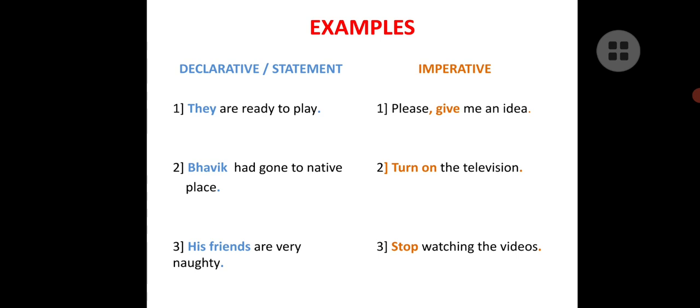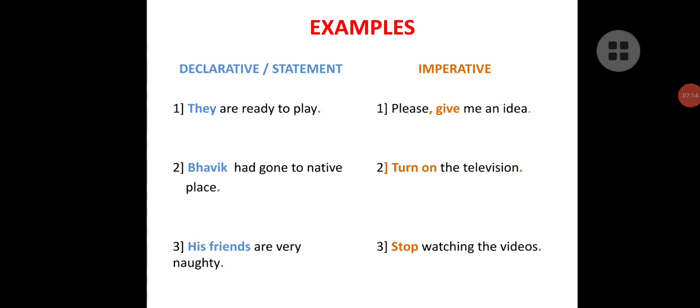Now let's see the examples of imperative sentence. Please give me an idea. Please, it is a request. Give, it is, my dear, the verb here and the sentence ends with full stop. Turn on the television. Turn on, verb, there is a full stop at the end. Stop watching the video. Stop, it is verb and at the end there is a full stop.